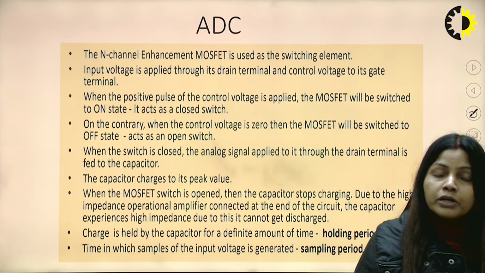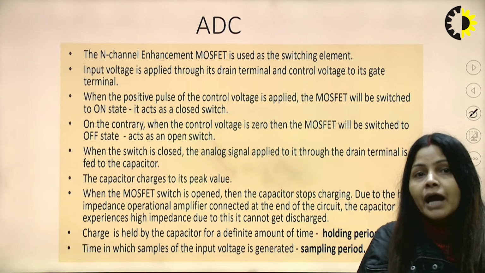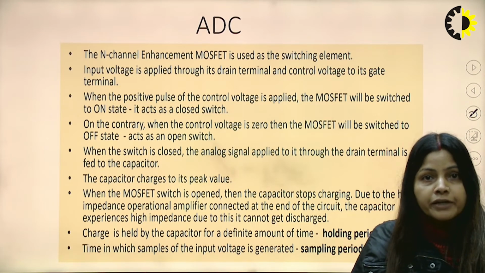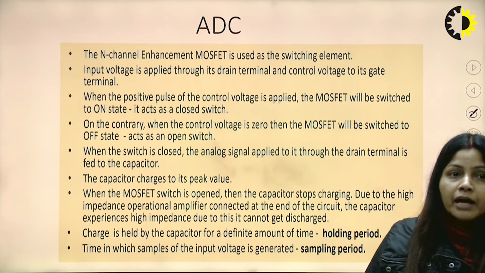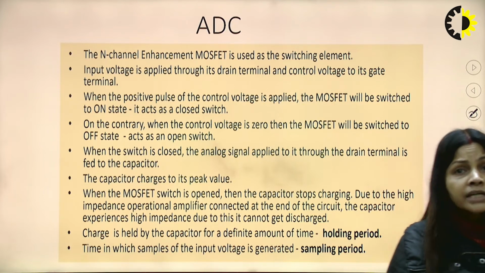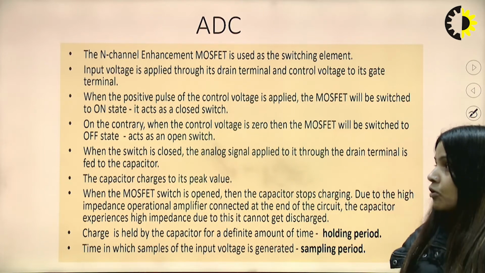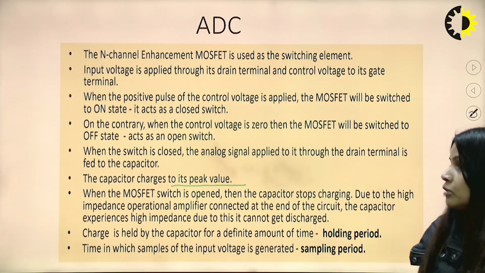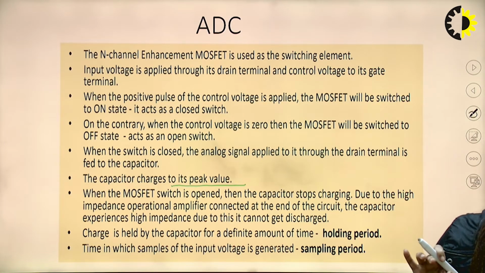Whenever the control voltage becomes 0 or less than 0, the MOSFET gets off and it acts as an open switch. So the switching of the MOSFET on and off can be controlled by the VGS voltage, that we already studied in the last semesters. Whenever the switch is on, the capacitor charges to its peak value, and when the MOSFET switch is open, the capacitor stops charging, and for that time the capacitor holds that value.